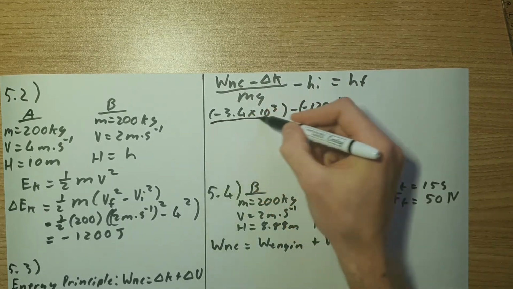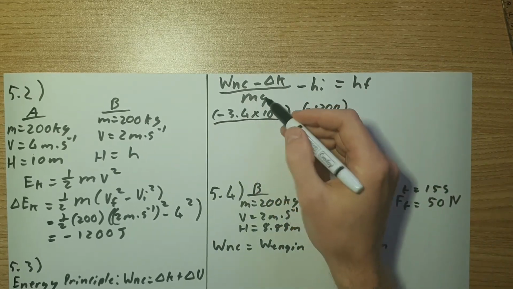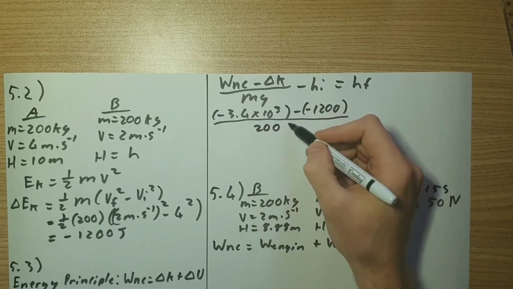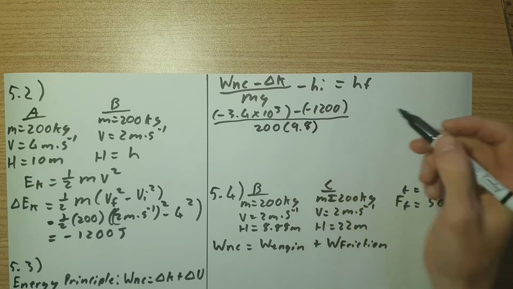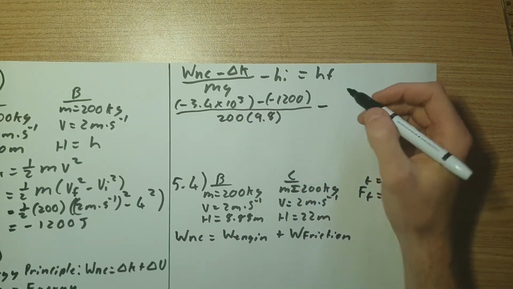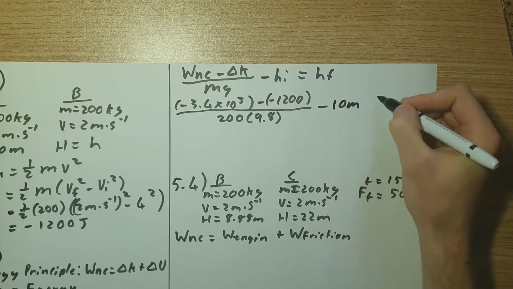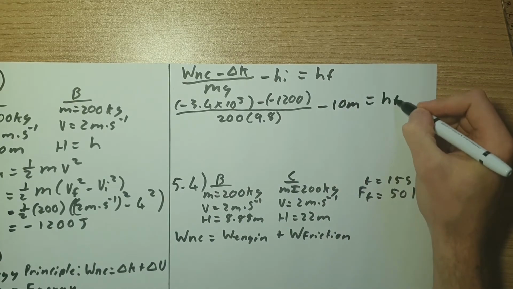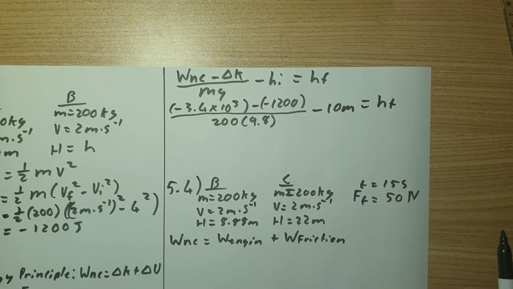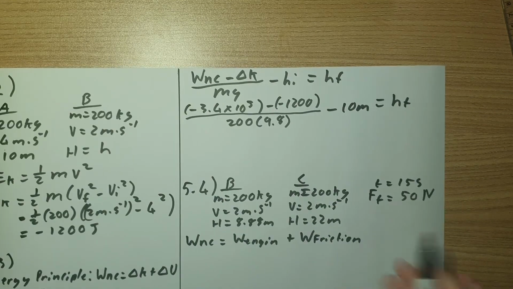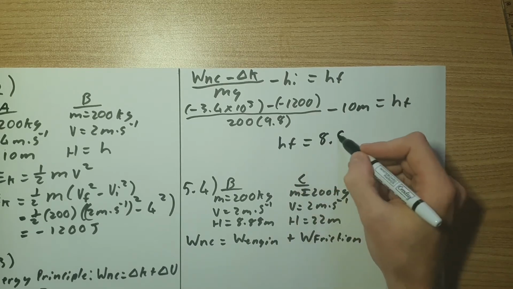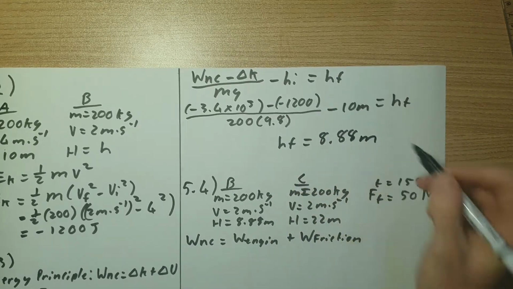Then that's all going to be divided by the mass times gravity. So the mass of the object was 200. Gravity is 9.8. And then minus my initial height, which was 10 meters, will equal H final. So if you now go and plug this into your calculator, you should get a final height after rounding off. So H final should equal 8.88 meters.